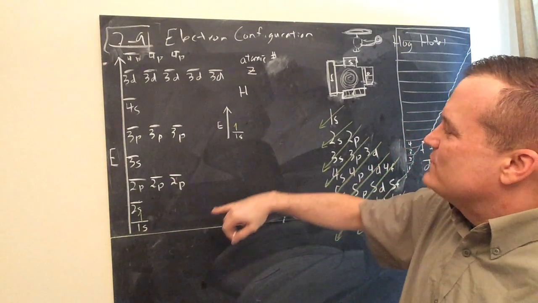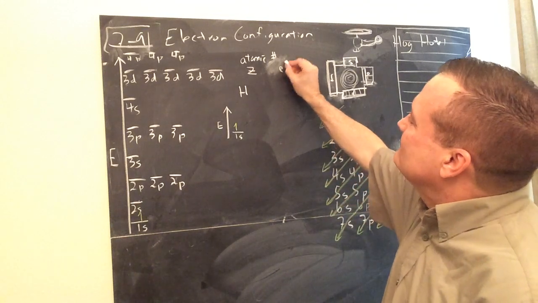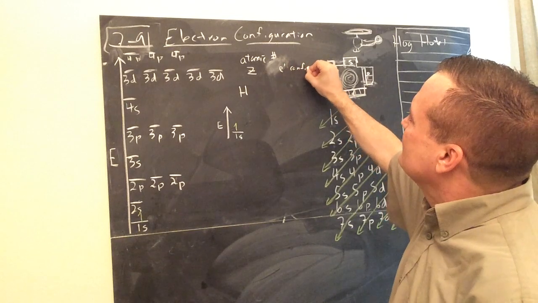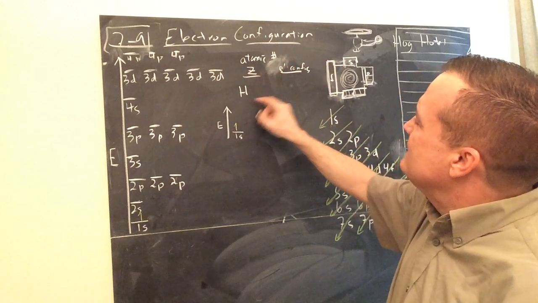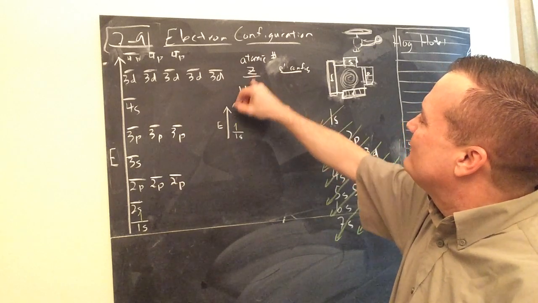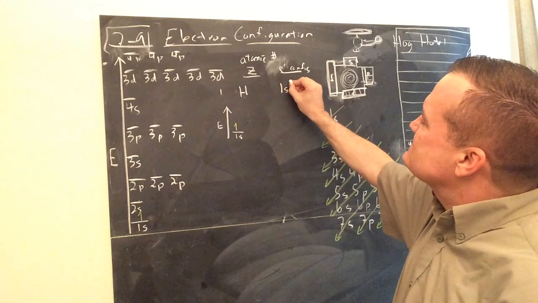I might use it for other ones, though, to make it easier. Now, the electron configuration, this is the big word here, electron config, for hydrogen is going to be, well, no, Z is 1. I didn't put that in the right place. I put the symbol. But oh well. Atomic number 1. For hydrogen, it's 1s1.